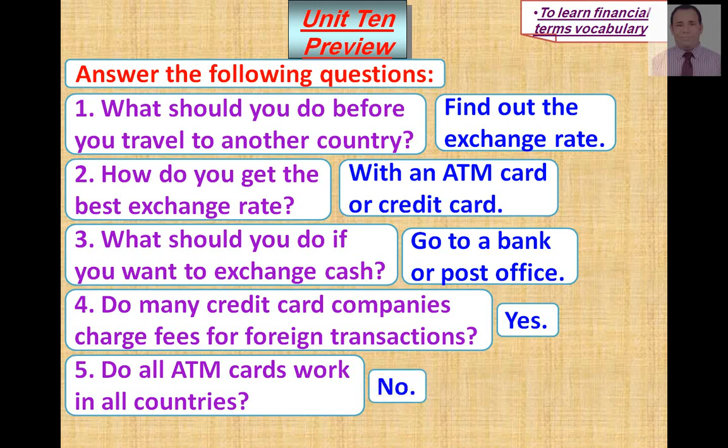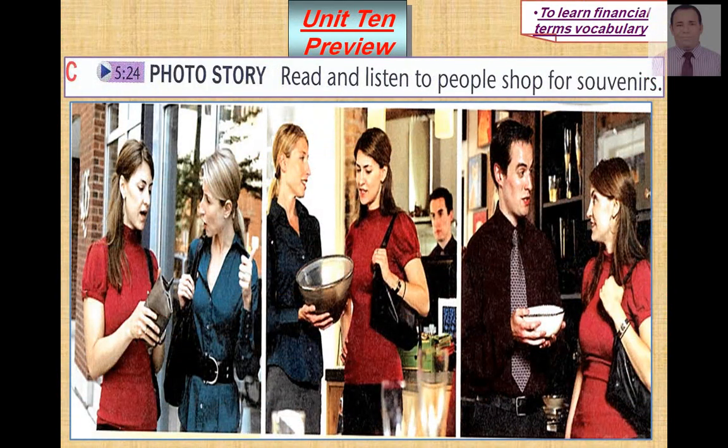No, not all, because he says what? Do all ATM cards work in all countries? Of course, not all ATM cards, and also not in all countries. Maybe some, just some. Okay? That's fine. Now, guys, let's move to the next page, which is the photo story.